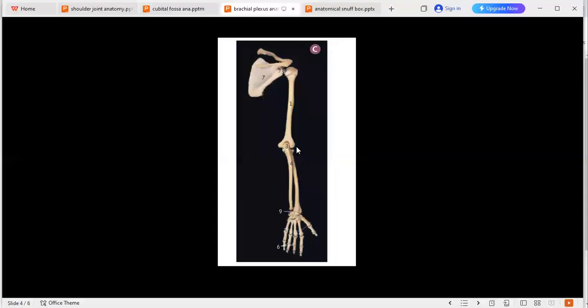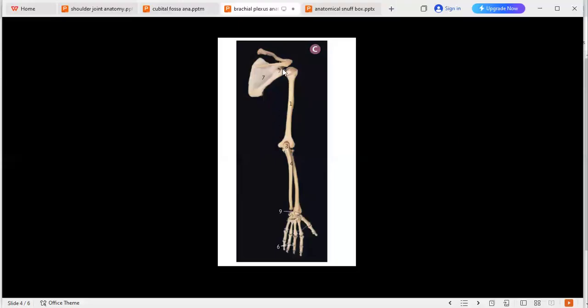Articulation of the capitulum with the radial head, and also articulation of the trochlea with the trochlear notch of the ulna, and articulation of the olecranon process of the ulna with the olecranon fossa of the humerus. Okay. What type of joint is the elbow joint? It is a synovial type joint, a hinge synovial joint. Hinge joint. Okay.